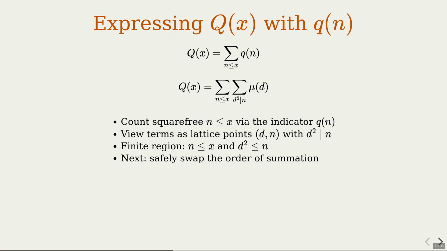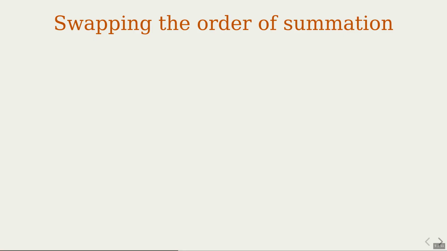So the plan is to rearrange this double sum without worrying about convergence issues, since we only have finitely many terms. Rewriting this sum by grouping terms by d instead of n will reveal the main term and the error very clearly. Because our double sum has only finitely many terms, we are free to change the order of summation. After swapping, for each fixed d, we count how many n up to x have d squared dividing n, and that count is the floor of x over d squared.